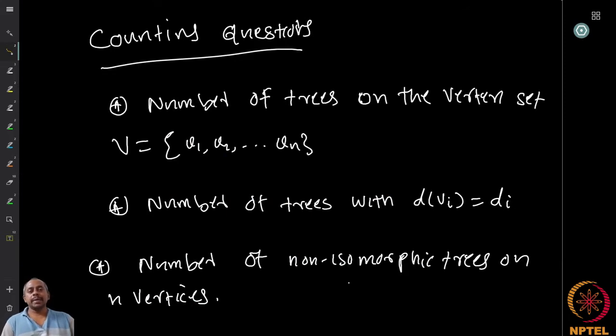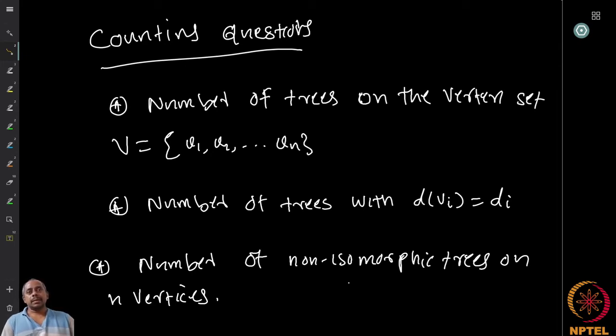Now, what are the main questions that we are interested in combinatorially? It's of course counting questions. So here are some natural counting questions that arise. Of course, there are many more; I just mention a few. So one question is, what can we say about the number of trees on the vertex set V, let's say? So given a vertex set v1 to vn, we want to see how many distinct trees you can make on this, with the labels v1 to vn.